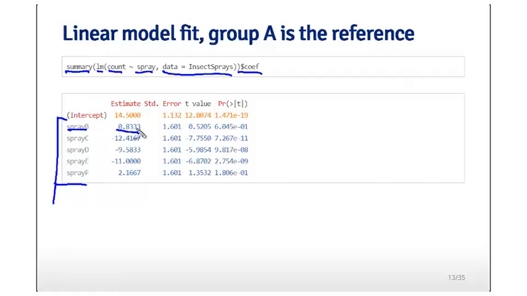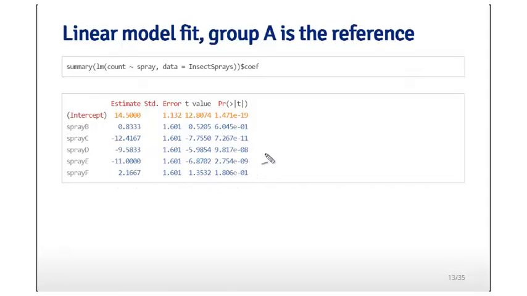And it's B minus A, okay? And this is for expected count for spray C minus spray A, okay? And you can double check, right? Spray A has a lower coefficient than spray B. Spray B has a higher coefficient. Spray C has a lower coefficient than spray A. Spray D has a lower coefficient than spray A. Spray E has a lower coefficient, and spray F has a higher coefficient.